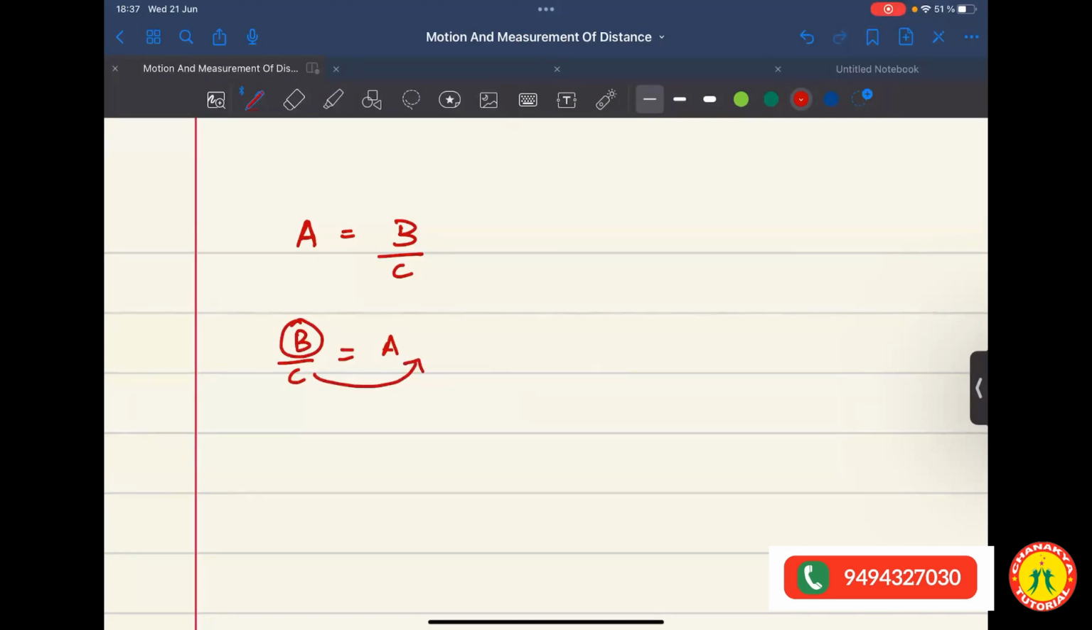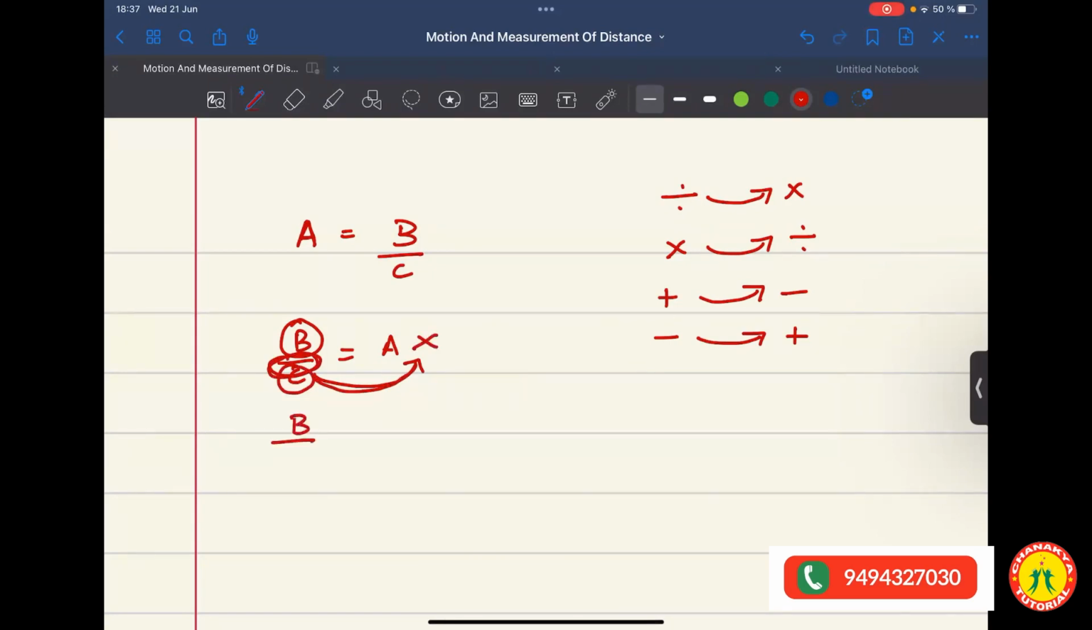The law is: division moves from one place to another, it becomes multiplication. Multiplication moves from one place to another, it becomes division. Addition becomes subtraction. Subtraction becomes addition. This is the universal mathematical law. B by C is equal to A. Here you know that it is division, so when C moves from one place to another, it will become multiplication. B is equal to A into C.